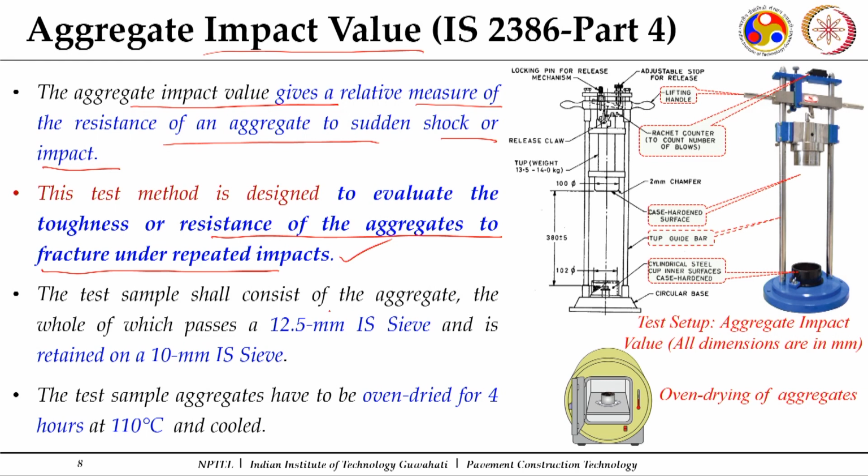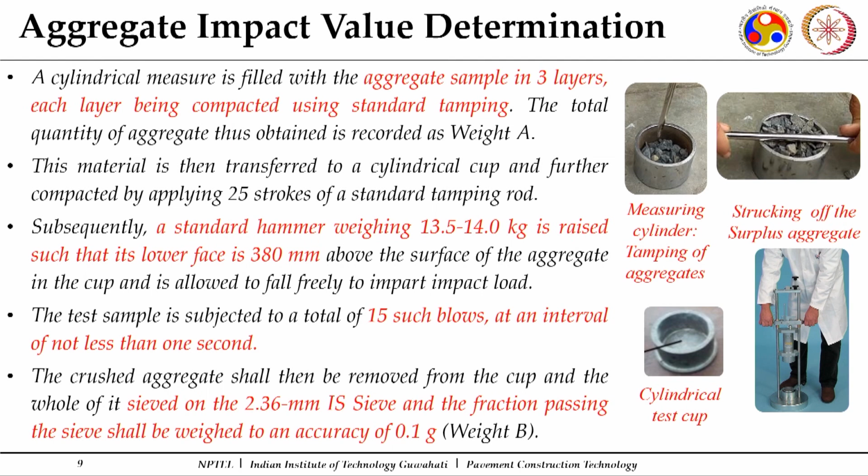For the test sample, here the 7 gradings were given. Here it says you take the aggregates which pass the 12.5 mm sieve and are retained on a 10 mm sieve. This aggregate is taken up for the impact test, and we do the oven drying of the aggregates. Now here we will have 2 things. One is a measuring mold. In the measuring mold, this oven dry aggregate is compacted in 3 layers, and each layer is given tamping by a standard rod for 25 blows.